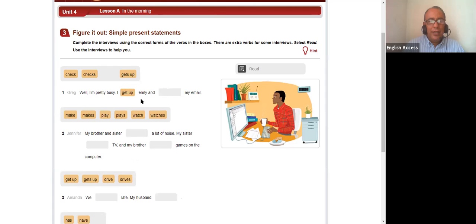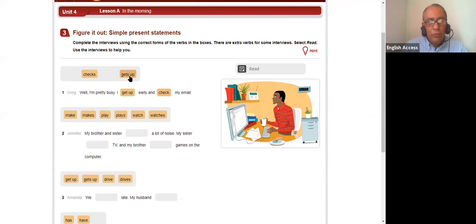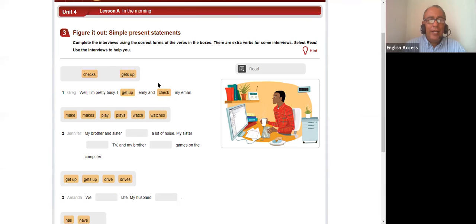Number 2, and my email. Check. Now, you can see here we have 2 more options that are incorrect, but these options are modified with the third person. Si te fijan, ya están modificadas como para tercera persona. Si fuera él, he checks, o he gets up. Vamos a ver el grammar más adelante.